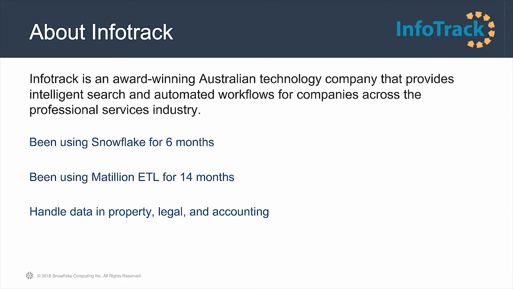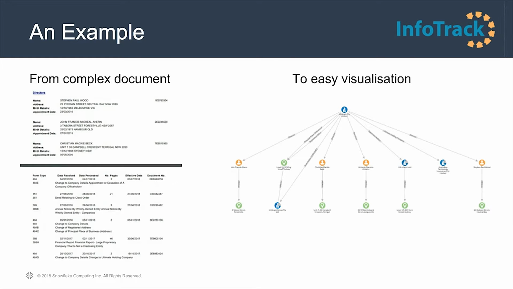So here's an example of what Infotrack can do. We don't just put you in touch with the service providers, with the authorities. We also give a bunch of value add on top of that data. So here on the left-hand side, we have a bunch of text, a complex document which has come back from ASIC, and it's Infotrack's ASIC extract, and this is just part of it. Whereas over on the right-hand side, we have what Infotrack can do with that document.